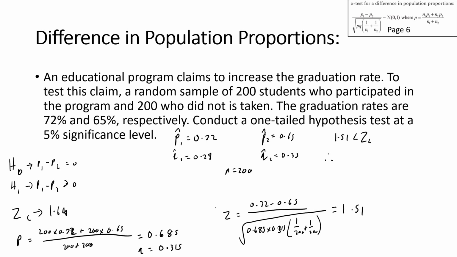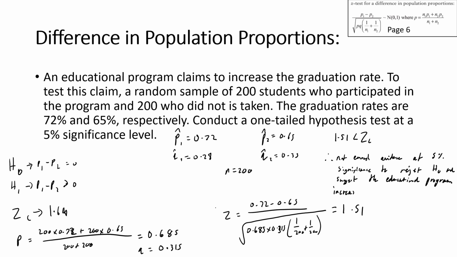therefore not enough evidence at 5% significance to reject H0 and suggest the educational program increases graduation rate.